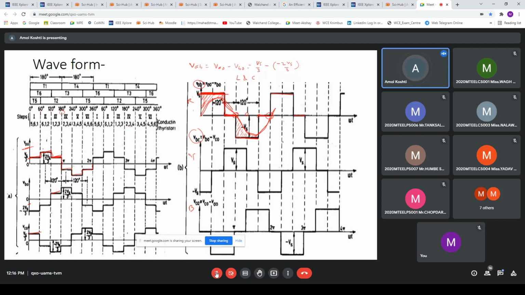For tomorrow, we'll see the different PWM techniques, and then we go for the multi-level inverter. For today, we'll stop here.